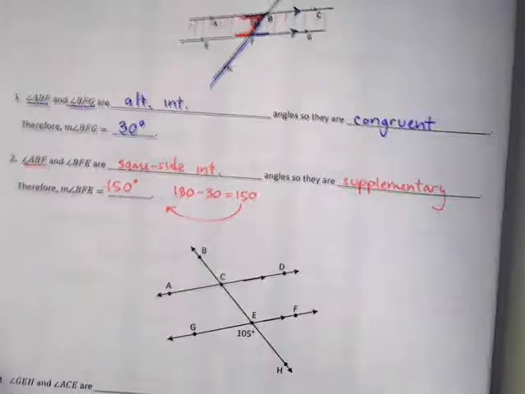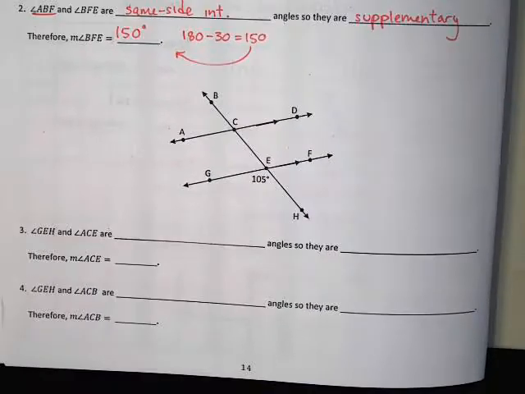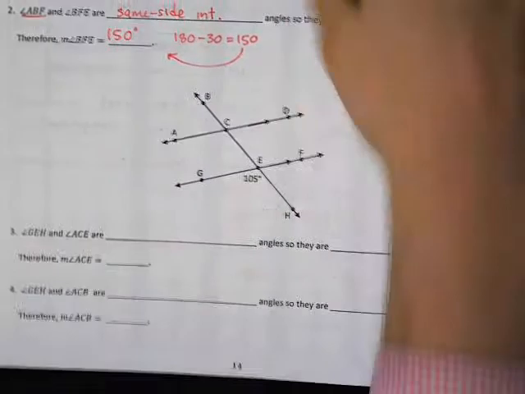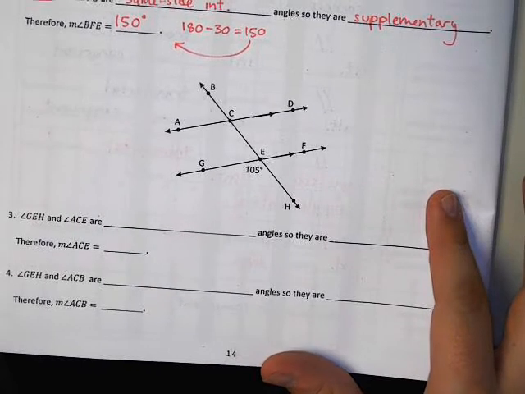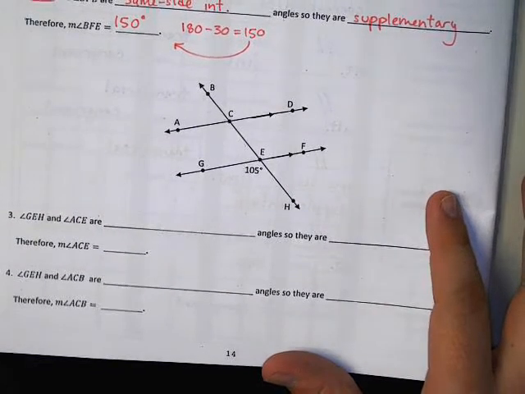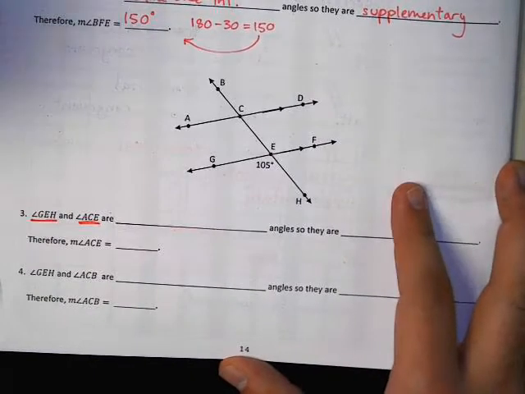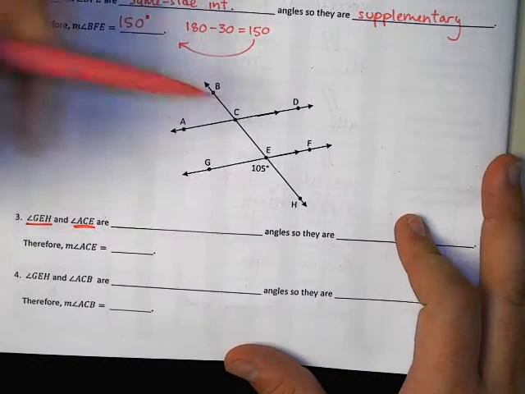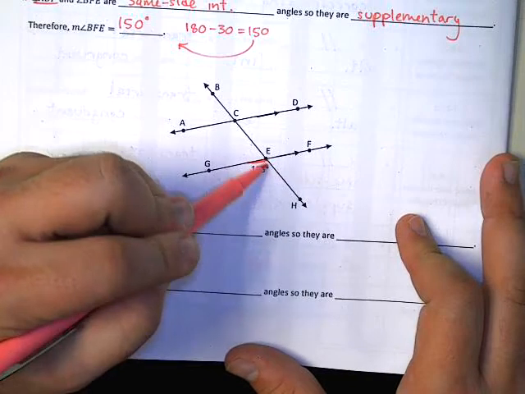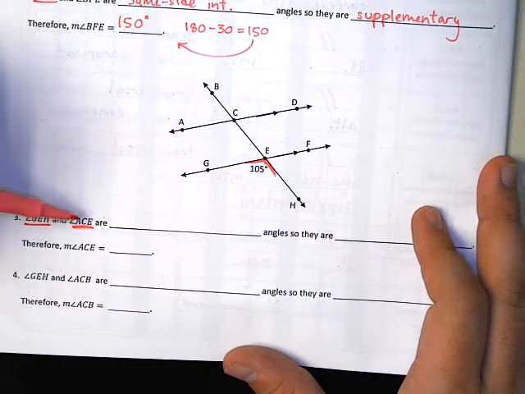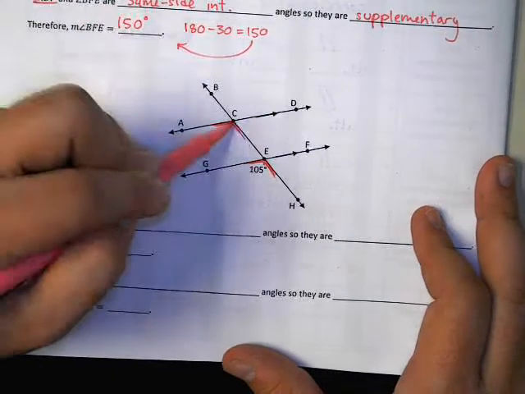All right, let's take a look at this next one. If we go down here, let's start with pink this time, okay? So I'm going to look at GEH and ACE. GEH is this 105, so I'm going to mark it. And I also look at ACE. ACE is right here.